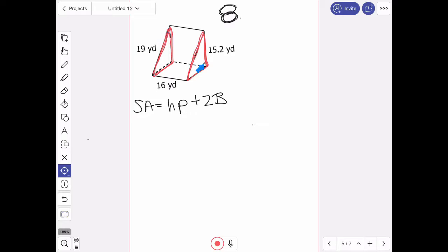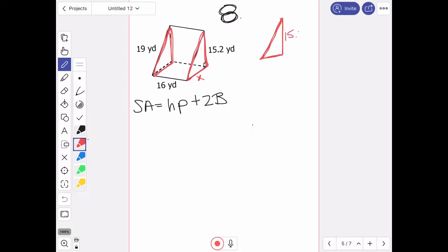So now, let's find the base first. The base area has to be 1/2 the height times the base. So I'm going to need this actual base side. I don't know what it is. If I were to draw this triangle out over here, it should be a right triangle. I know the height of this triangle is 15.2. The hypotenuse is 19 yards. That's from the other base. Those should be the same size. There's my right angle. So I want to figure out what this base leg length is.